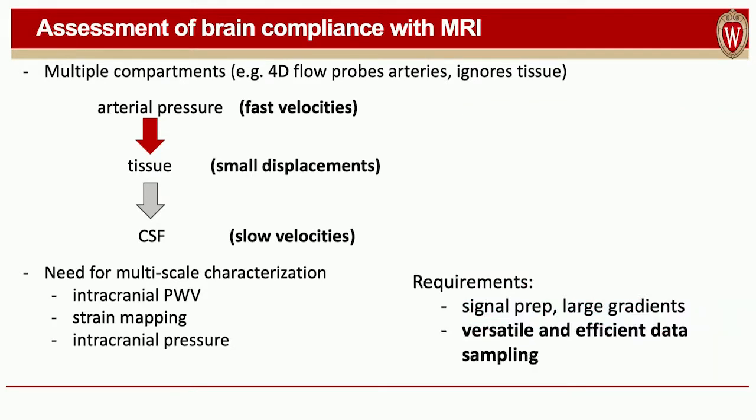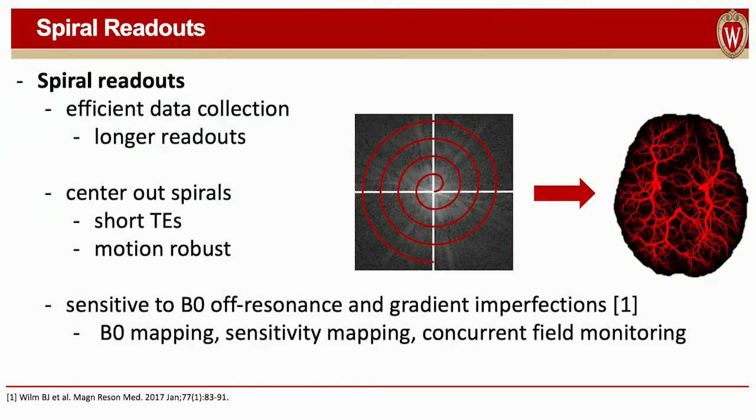However, to measure these signals, it requires elaborate signal preparation and usually large gradient fields. So this places a heavy burden on the sampling trajectory that we want to use. It should be one that is versatile and efficient. So spiral readouts fit the description pretty well. It's an efficient sampling trajectory. You can cover a large portion of k-space with one spiral arm. It offers the opportunity for longer readouts if you want to spend that signal preparation that you made. And if you use center-out spirals, you also have short echo times, which are more robust to motion.